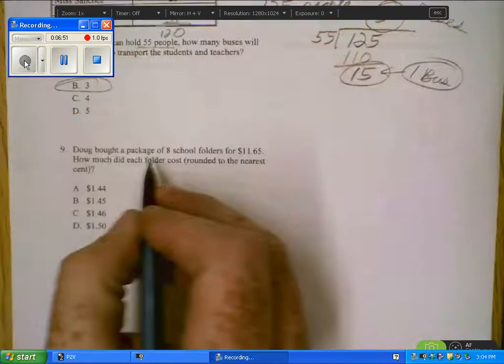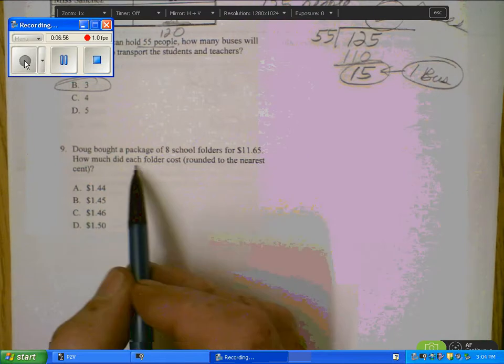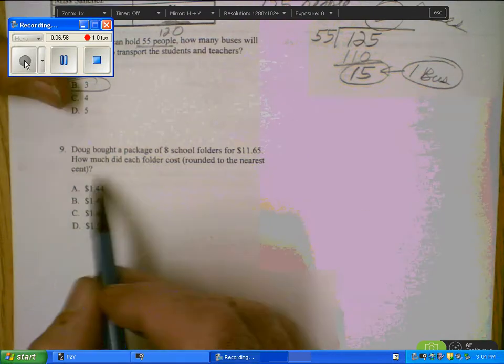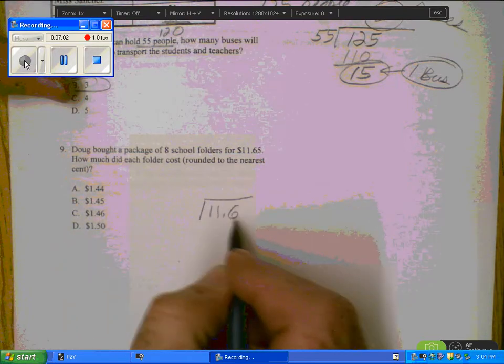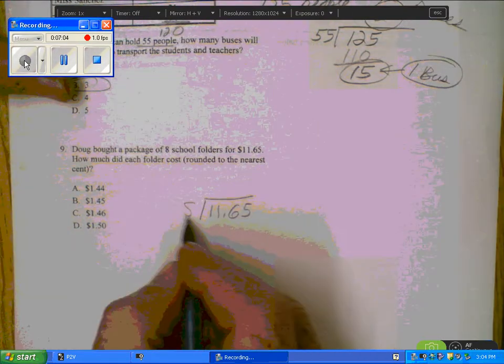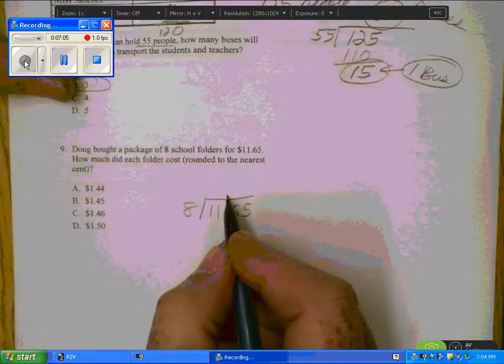Doug bought a package of 8 school folders for $11.65. How much did each folder cost? Round your answer to the nearest cent. So we have $11.65 inside the box, 8 on the outside. The decimal's outside, so you take your decimal straight up.